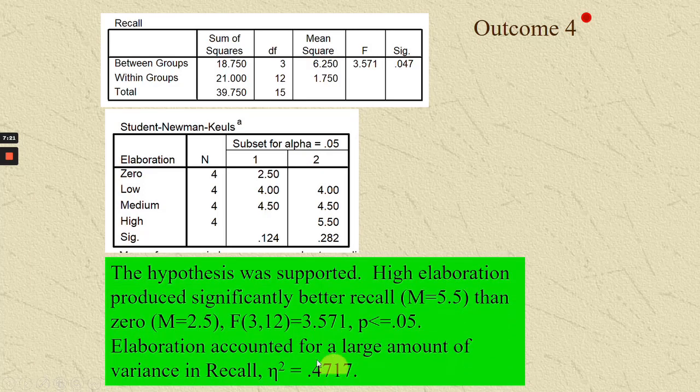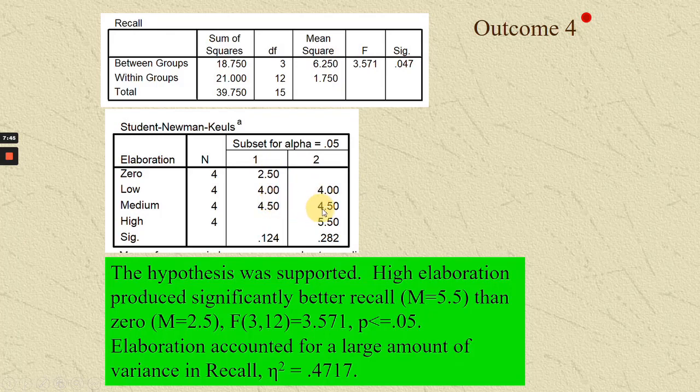Okay, outcome 4. Wait, sorry, I said that wrong. Take that back. Hypothesis was supported. High elaboration, and this is a little more complicated, right? But high elaboration produced significantly better recall than 0. So that's what's going on.